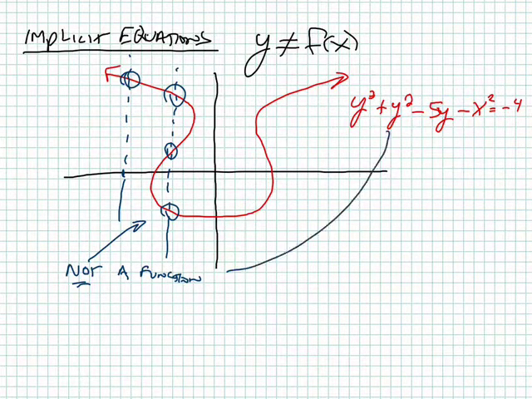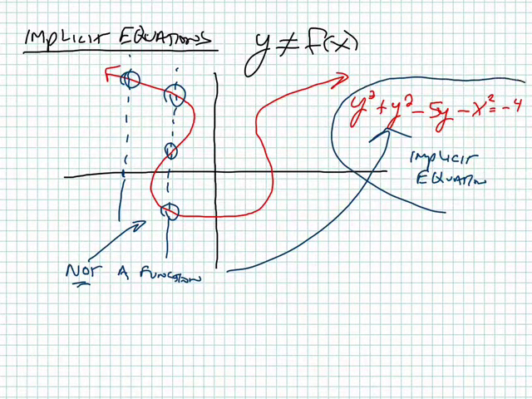So anything that looks like this is where you can't just solve for y and put just y on one side and all the x's on the other side. Then this is what's called an implicit equation. So there's two important points here. One is we've got equations where you can't solve for y as a function of x, and the graph fails the vertical line test.